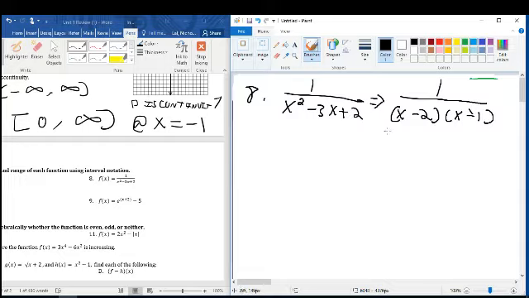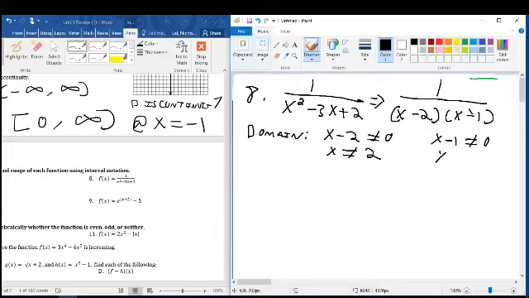So for the domain, you just can't have the denominator equal to 0. So for the domain, x minus 2 cannot equal 0, and x minus 1 cannot equal 0. So that means the domain is x cannot equal 2. That's one statement. And x cannot equal 1. These are our two statements. How do we express these statements in interval notation? So that's all numbers except for 2 and 1.